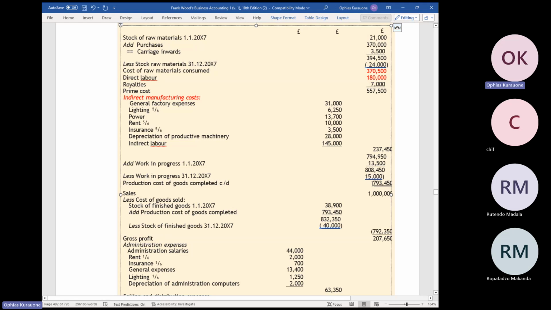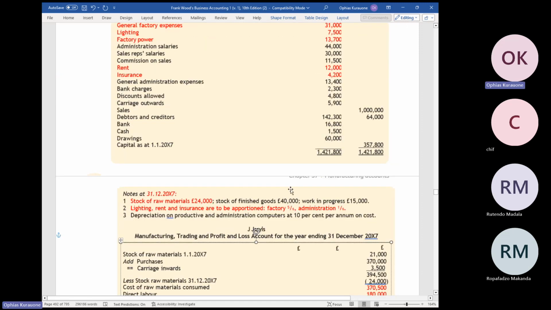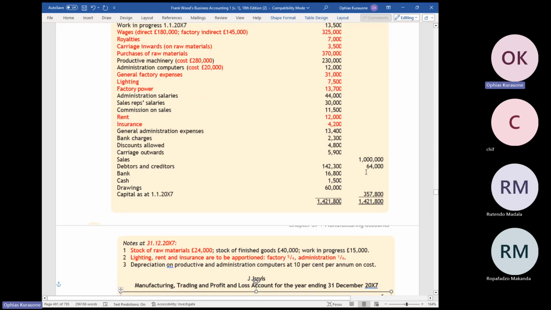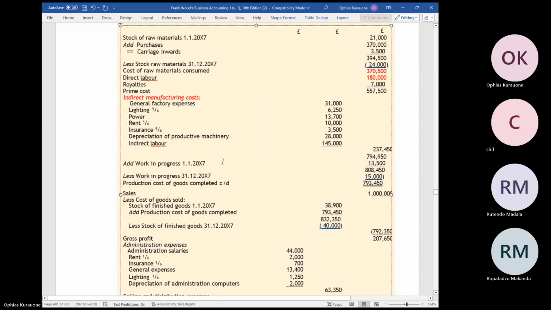Here we have done with our manufacturing account. At this point, that is our manufacturing account here. That is the production cost completed, which should be transferred into the profit account. Then sales, we pick figures as they are. We are given sales here, the sales of 1,000. So you pick 1,000 here.